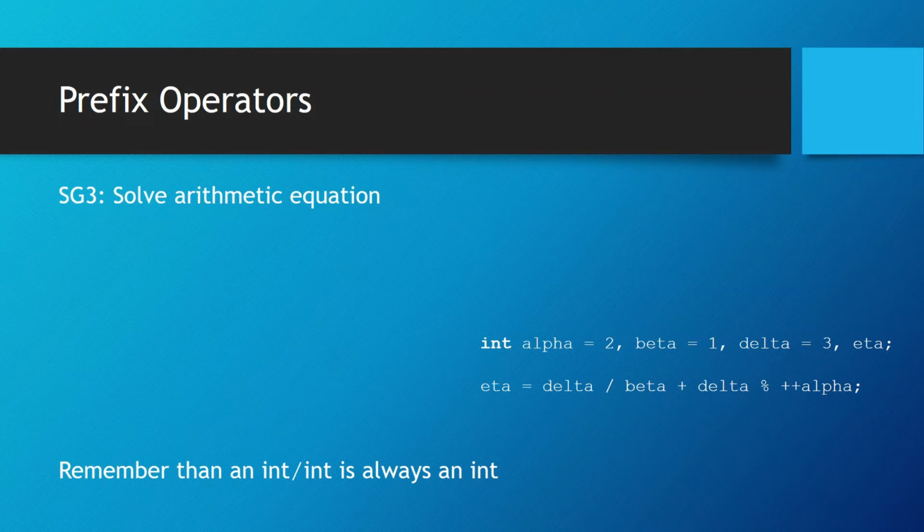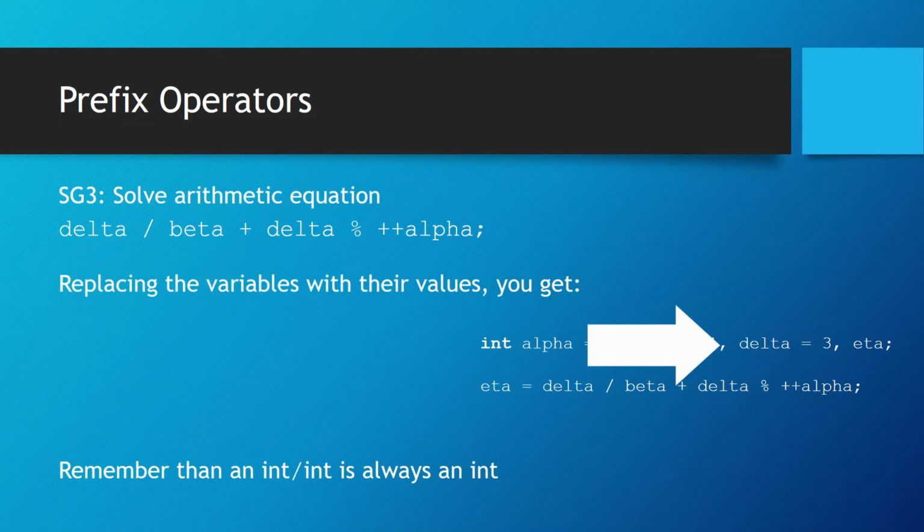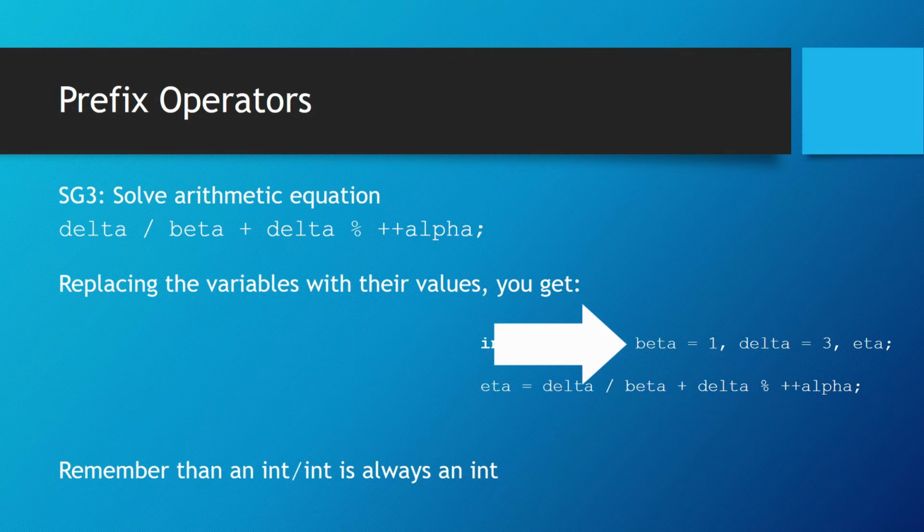For subgoal 3, we will now solve the arithmetic equation. Delta divided by beta plus delta mod plus alpha. Delta has a value of 3. Beta has a value of 1. And as we just determined, plus alpha has a value of 3. So, replacing the variables with their values, you get 3 divided by 1 plus 3 mod 3.